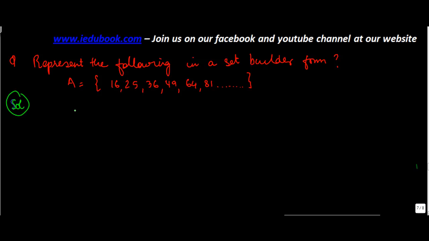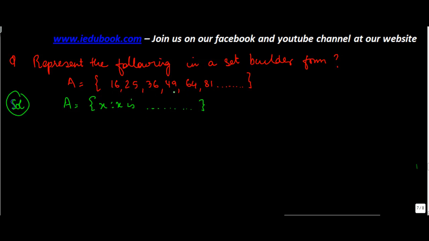Okay. Now, how do you write a set builder form? A set builder form is basically written as set A is equal to X, such that X is, and then the description follows. But the first thing I need to identify is what is the description of this set.